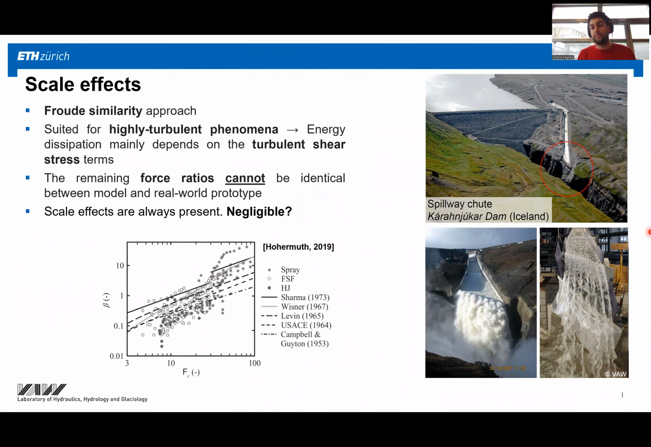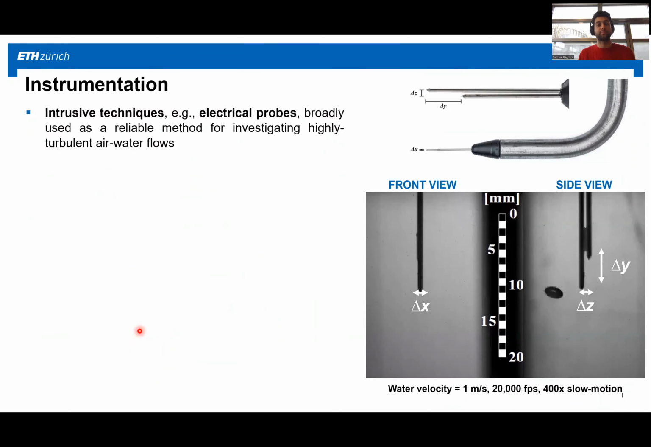And here you have another example of a good geometrical scale, but as you can see, the air entrainment is different. And again, applause from Dr. Hohermuth, my supervisor. These are all predicting equations of air demand versus Froude number in model and prototype, and you can see there is a scale factor of 10 to the power of 2, so huge scale effects.